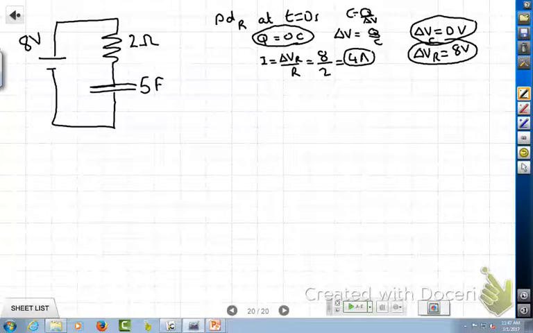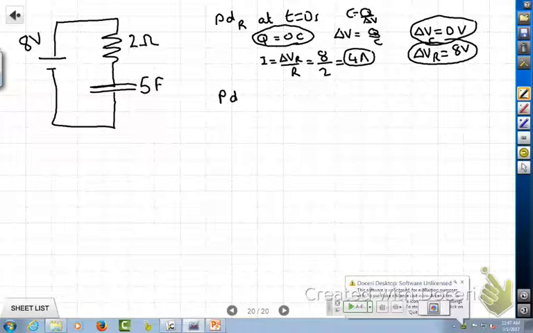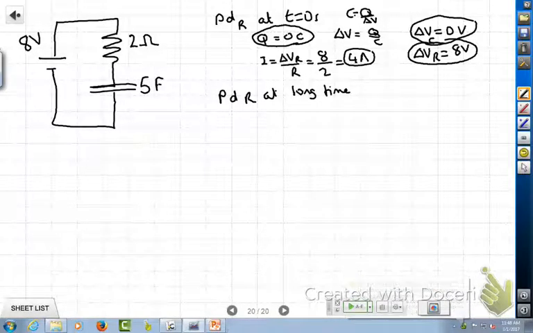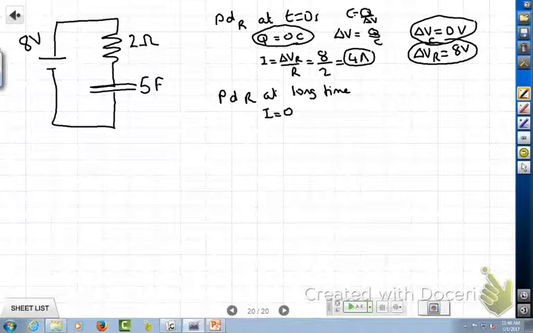And then PD on the resistor at long time. Okay, so let's have a look. I'm going to go into this a different way now. I is equal to 0 amps because I know no current flows. So my potential difference across my resistor is equal to 0 volts because no current means no voltage.